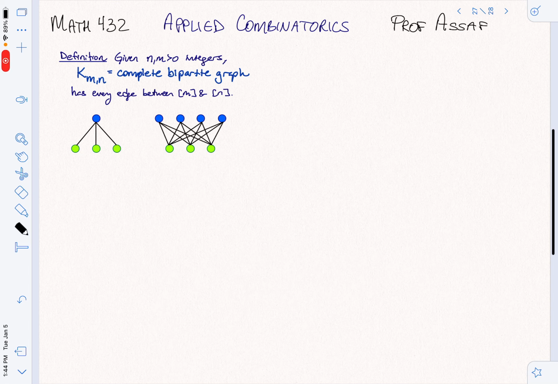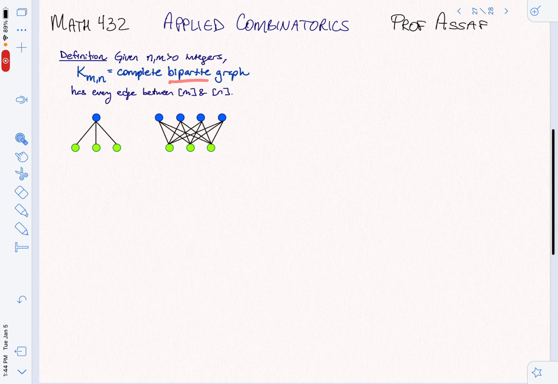So we've seen before that it's useful to think about the complete graph on n vertices. But we've also been looking at colorability, and we've seen that bipartite graphs are particularly interesting. These are the two colorable graphs. So we can talk about the complete bipartite graph.